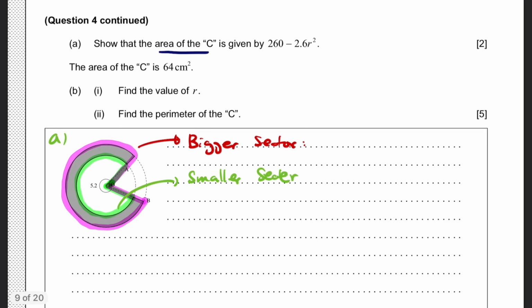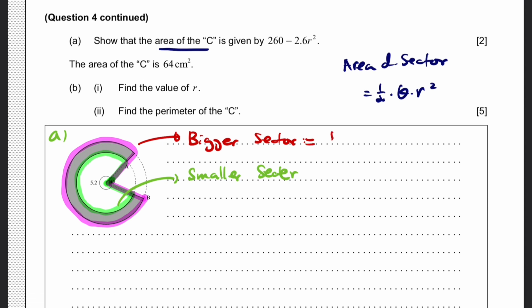So, to calculate the area of the bigger sector, we have to use the area of the sector formula from your formula booklet. It has the formula 1/2 times angle times r squared. So the area of the bigger sector is 1/2 times angle 5.2 times its radius 10 squared. The area of the smaller sector is 1/2 times angle 5.2 times radius r squared.